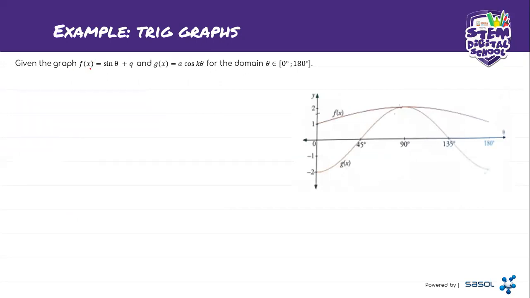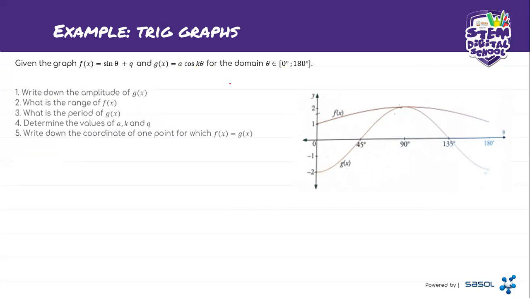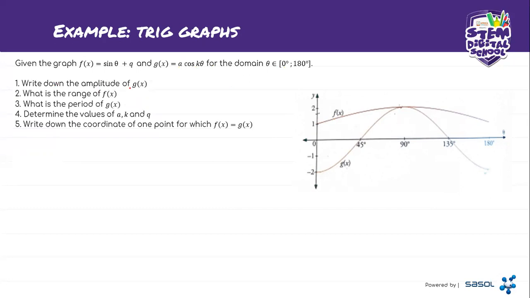Given the graph of f of x equals sine theta plus q, and g of x equals a cos k theta, for the domain theta is an element of 0 to 180 degrees. You can see the graph of f is the sine graph, and the graph of g is the cosine graph. Now the first question says write down the amplitude of what? Of g. Which g is that? Is this graph of g.